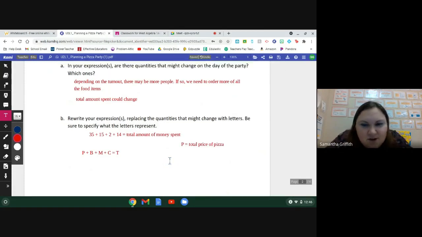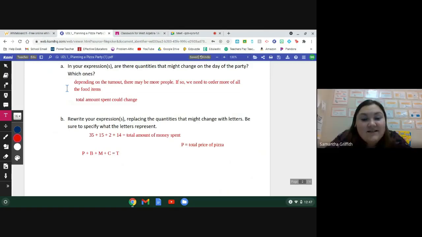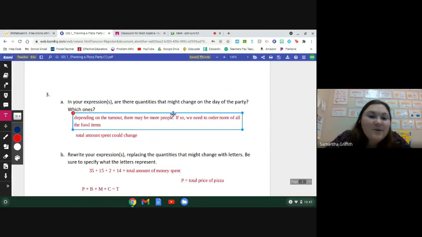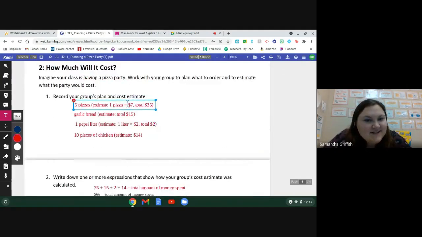Now we said earlier, why would that change? We said depending on the number of pizza we ordered. So we had said if there's more people who are coming, we might need more pizza. Less people come, less pizza. If we had looked it up today and saw that one pizza costs $7, do we think that cost of one pizza is going to change?